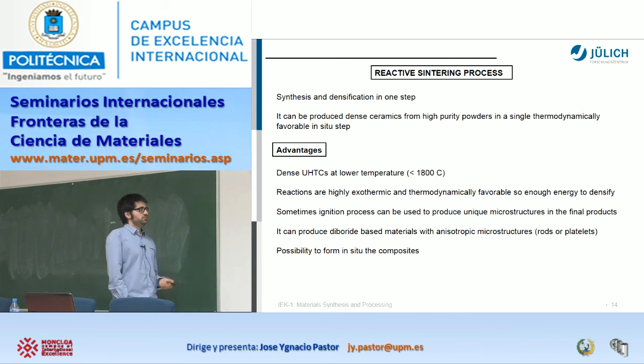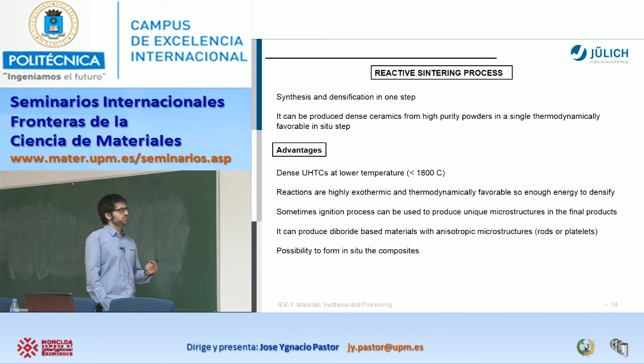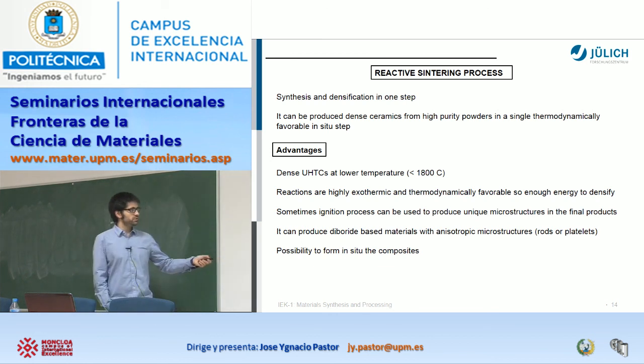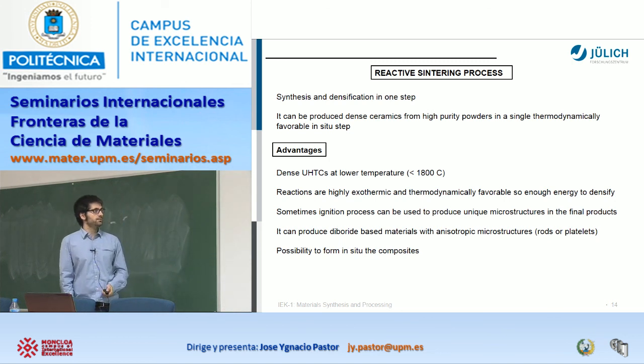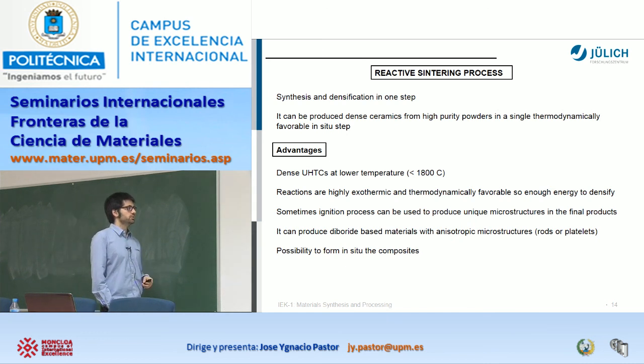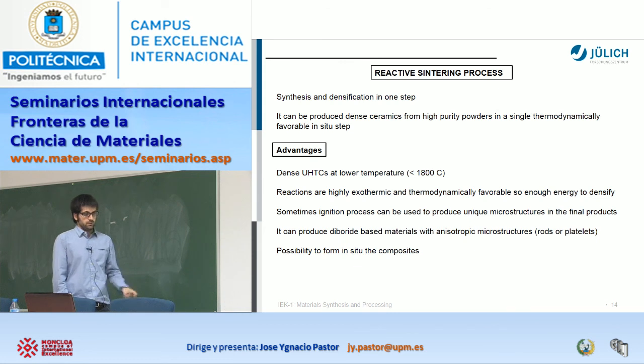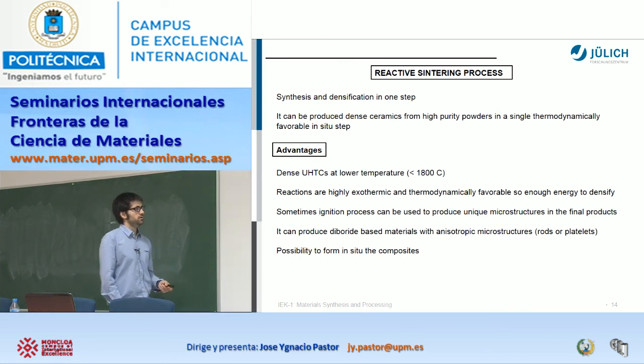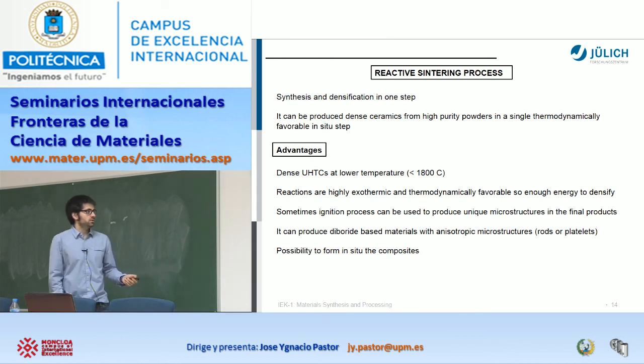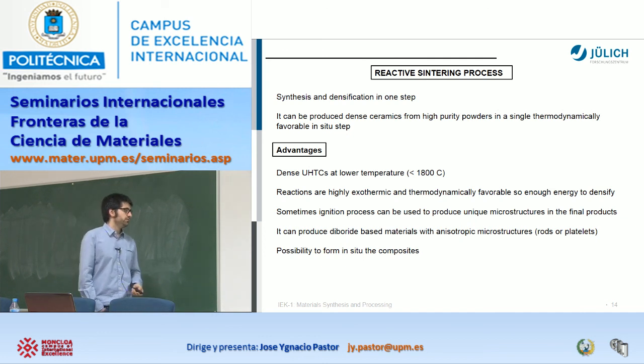This is the advantage, that you can produce your dense ceramic directly from high purity powders. Just in one step, and through the reactivity you can obtain your dense materials at lower temperature, even lower than 1800 degrees C. Problems: with the reactivity process, the reactions are really exothermic. For that, even if we can produce it at lower temperature, you should take care, because it can even start the ignition of your powder. That is something you should take care of, but you can use it. Through this ignition process, you can produce a unique microstructure of your materials. And obviously, as I put here, you can control the densification and produce different microstructures.